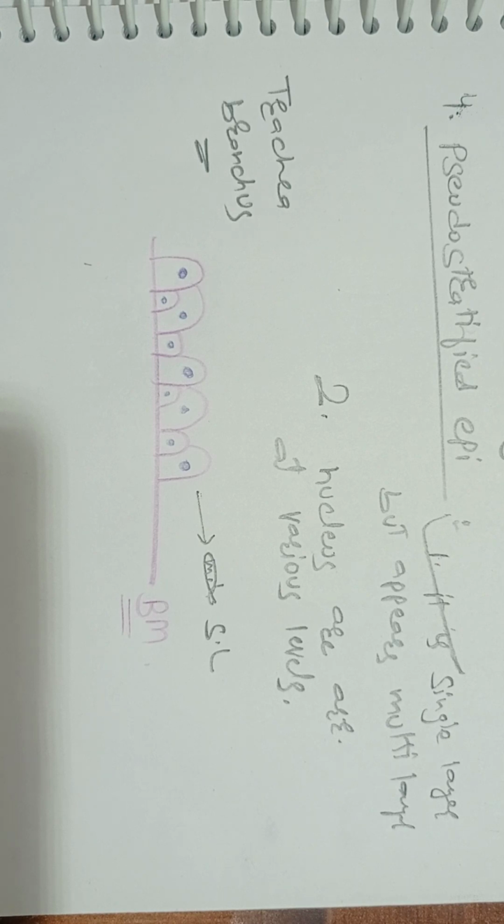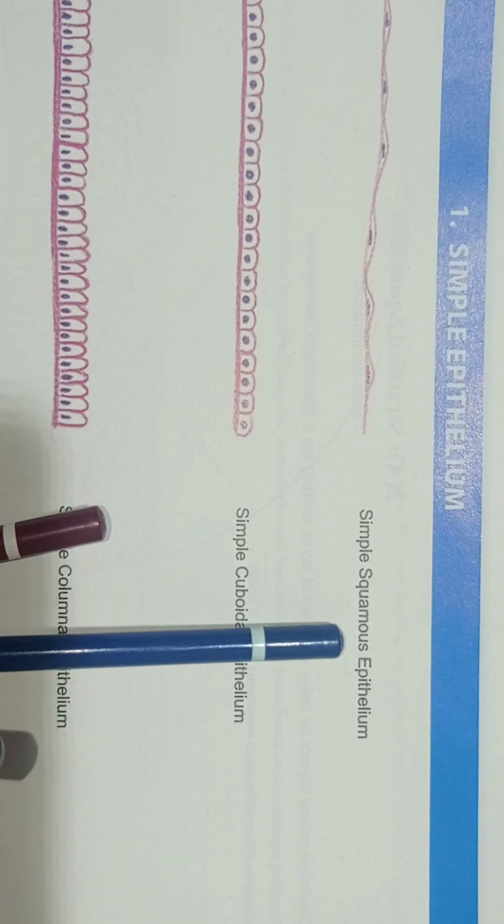Now, as you can see, here are the diagrams of the simple epithelium. First we have the simple squamous, then simple cuboidal, simple columnar, and the last one, pseudostratified columnar epithelium. It is a single layer but appears multi-layered, and the nuclei are arranged at various levels.